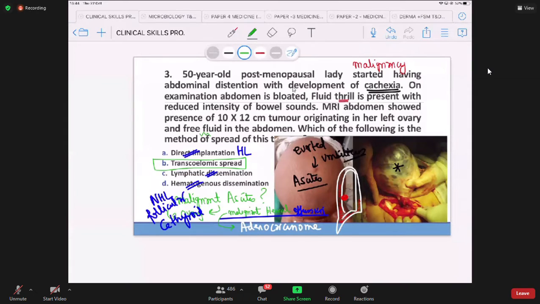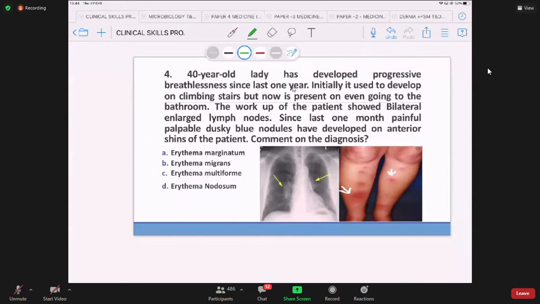I mean, if he can ask you vulval cancer in your exam, right? He asked you vulval cancer, right? If he can ask you vulvar cancer in your exam, he can definitely ask you about ovarian cancer. Let's move on to the next one, guys.